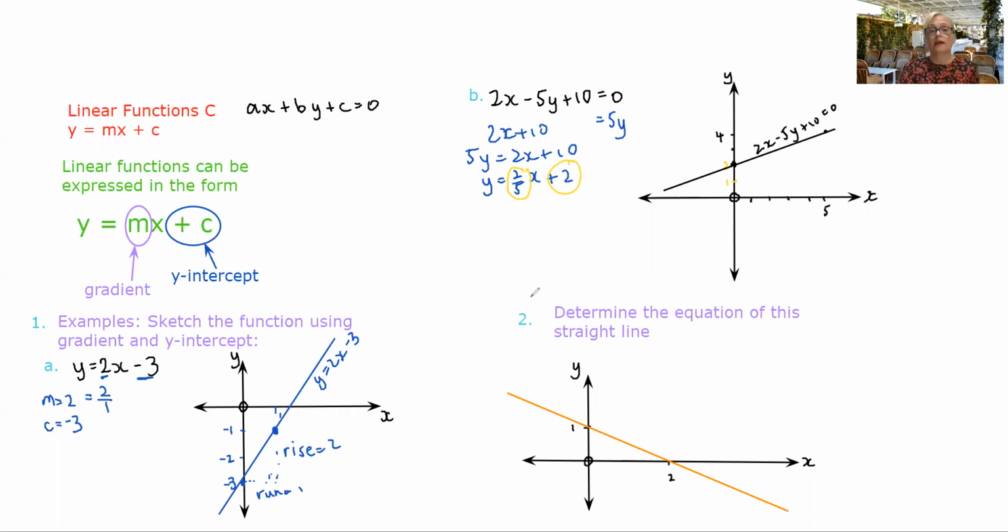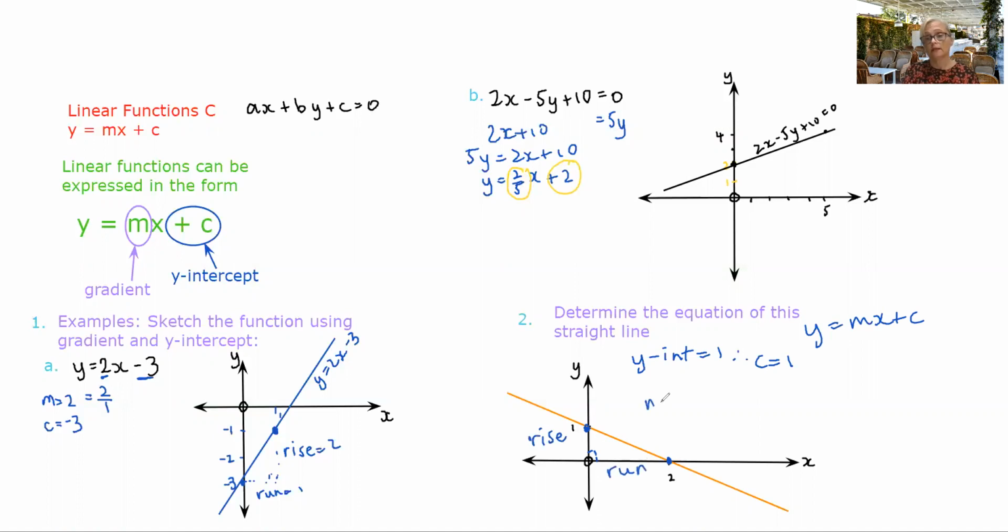Let's go back the other way and go from a graph to the equation. Well, we can see pretty clearly from here that our y-intercept is 1. So if we're using y equals mx plus c, c clearly is going to be 1. How are we going to get our gradient? We'll pick any other convenient point. This is a convenient point because we know the values there. And let's work out our rise over our run.